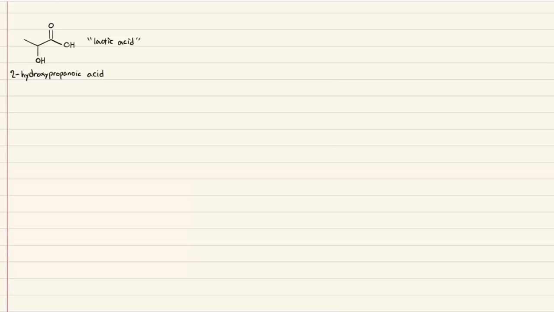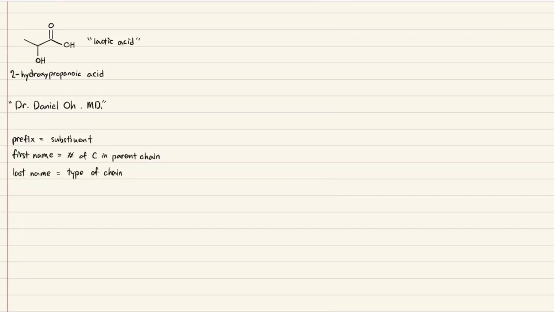If, after completing my undergraduate studies, I were to pursue medical school, upon graduation, my full professional title would be Dr. Daniel O. MD. Organic compounds follow a similar naming pattern. The prefix is the substituent. The first name is the carbon chain number, which refers to the number of carbons in the parent chain, or the longest continuous chain of carbons in the molecule. The last name is the type of chain, and the suffix is the highest priority functional group.